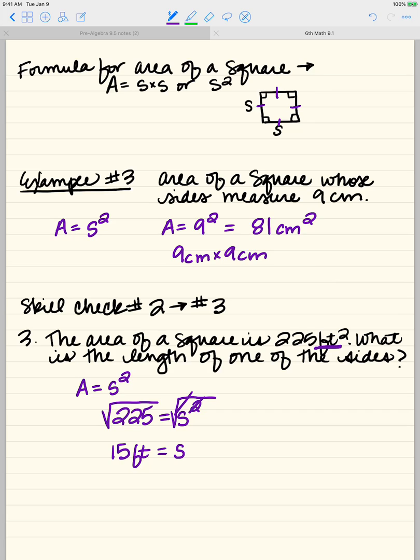You check that simply by squaring the side, okay? 15 squared is in fact equal to 225. We have done it correctly.